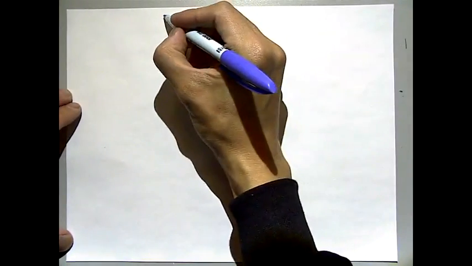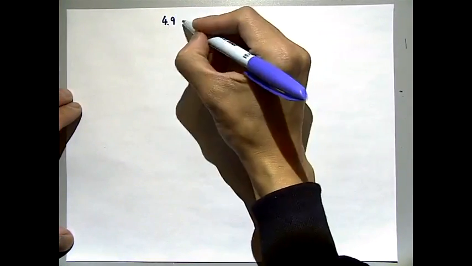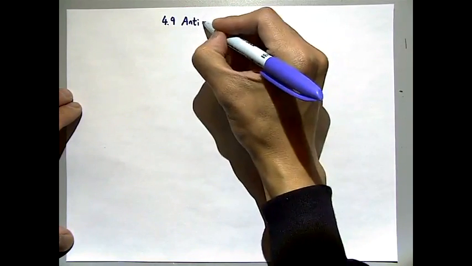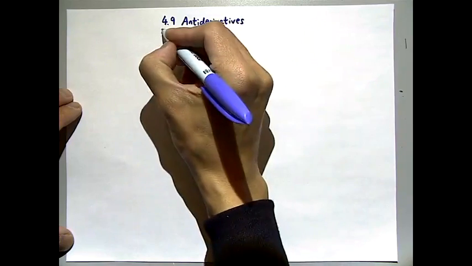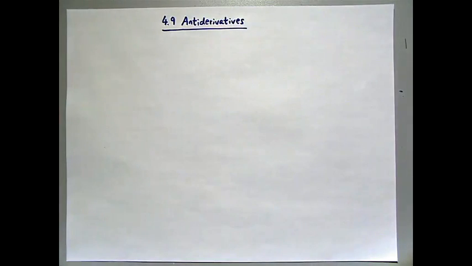Okay, so today we're going to be looking at section 4.9. We'll be looking at antiderivatives, however you want to say it. Essentially, you've been learning all about derivatives, how to take the derivative of something. From this point on, we're going to undo all of that. We're going to learn how to undo the process of differentiation to get back to the function that gave us a certain derivative.